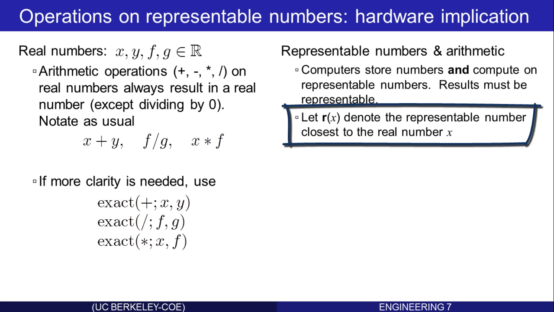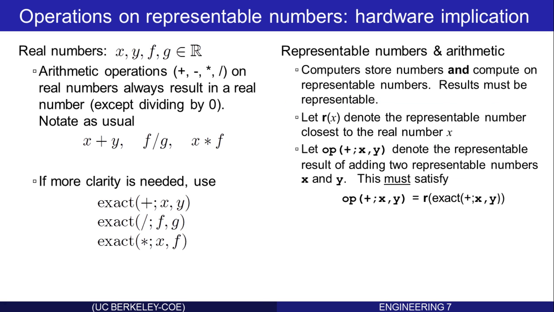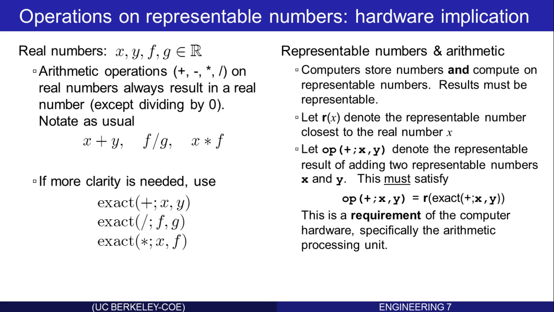Let's let R of x denote the representable number closest to the real number x. Let's let op denote the machine arithmetic. Here, op plus xy denotes the representable result of adding two representable numbers, x and y. Based on our expectation, we really want this to satisfy that the representable result should be the closest representable number to the exact answer. That's exactly what I have written there. So this is a requirement we, the users of the computer hardware, place on the computer hardware manufacturers, specifically the arithmetic processing unit in the CPU.